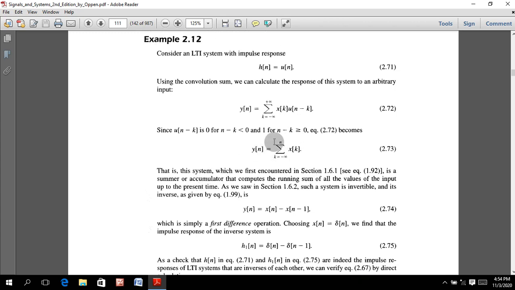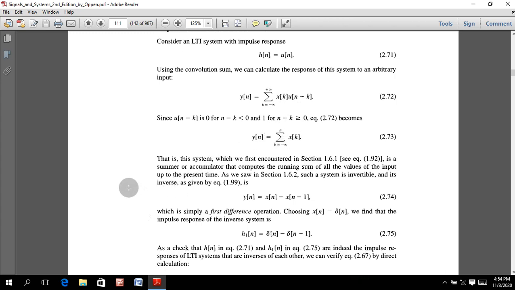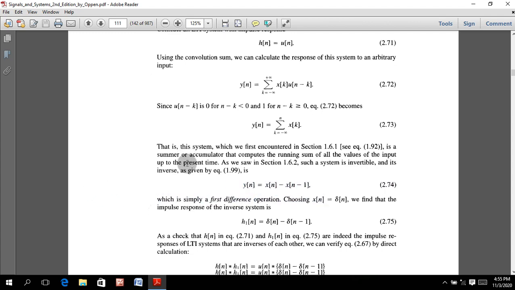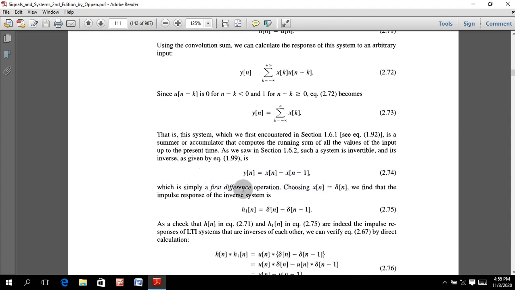So how can this system be considered? This is the system we first encountered in a previous section: a summer or accumulator that computes the running sum of all the values of the input up to the present time. As we saw in Section 1.6.2, such a system is invertible and its inverse is given by Equation 1.99. So this equation can be written as this, and this is also known simply as the first difference equation.